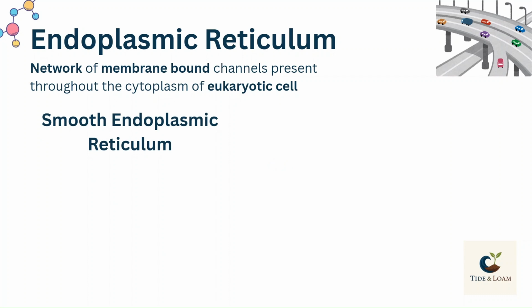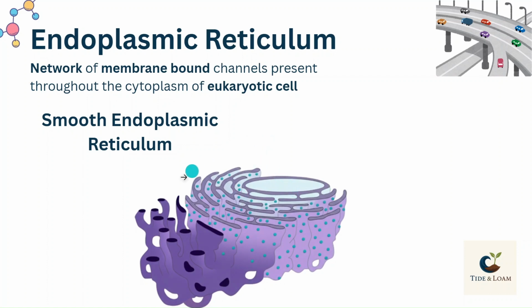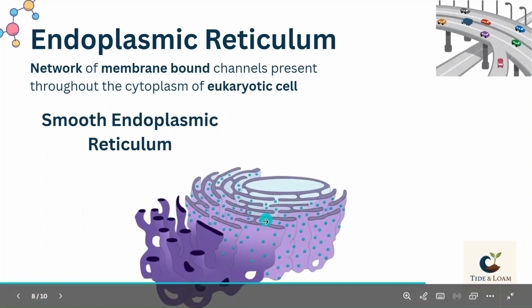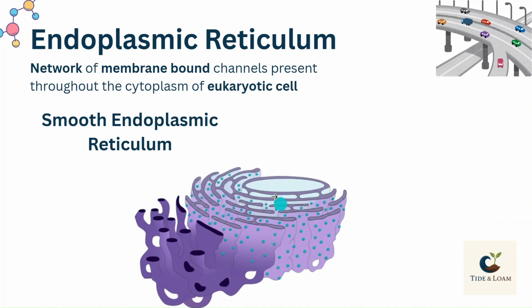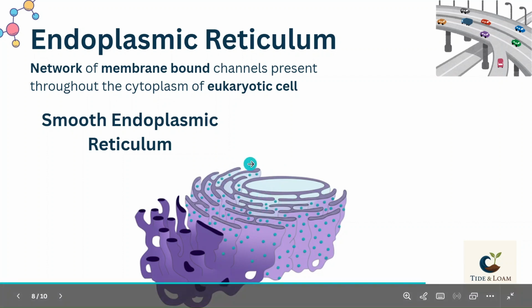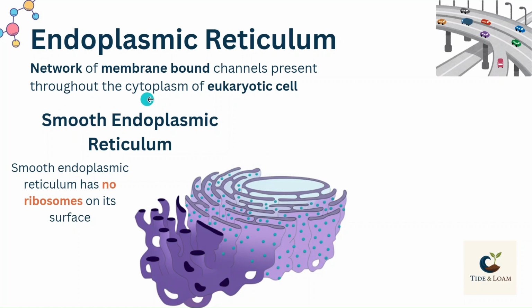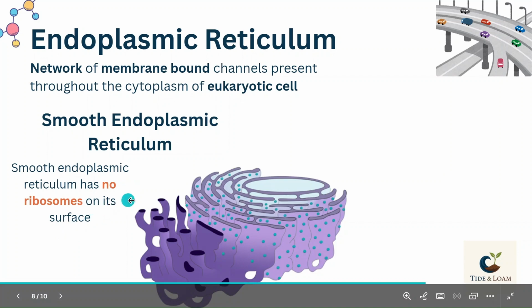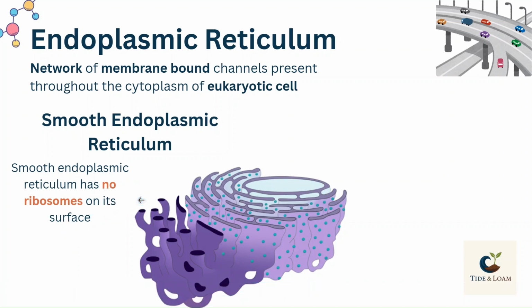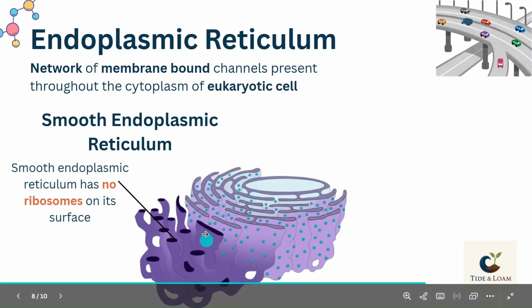It has two types. The first type is called smooth endoplasmic reticulum. And this is the structure of endoplasmic reticulum. These are all channels and it is a whole network of these channels. And it is present throughout the cytoplasm. Now, smooth endoplasmic reticulum has no ribosomes on its surface. Smooth endoplasmic reticulum को हम smooth इसलिए कहते हैं because इसके ऊपर कोई ribosomes नहीं होते, इसकी surface smooth होती है. And these are, which are spotless, smooth surfaces, these are called smooth endoplasmic reticulum.